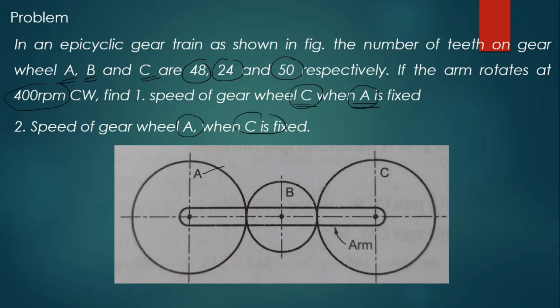Gear A and gear B are meshed externally, and gear B is meshed with gear C externally, right? So if gear A rotates in anti-clockwise direction, gear B rotates in clockwise direction, and if gear B rotates clockwise, then gear C rotates in anti-clockwise direction. This is the concept, right?